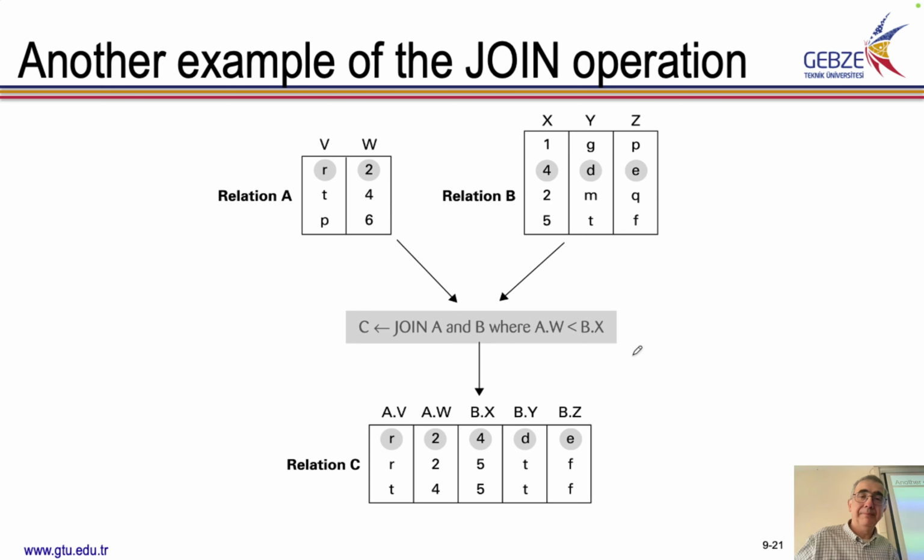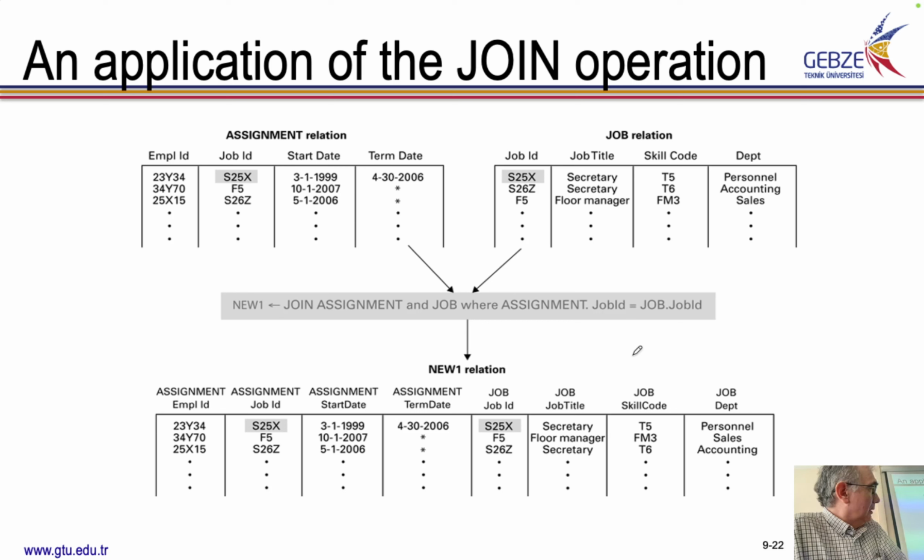So this is a good example. Assignment and job can be joined again back to its original form. Assignment relation is on the left, job relation is on the right. When you join them, you can immediately have in one line who works where.